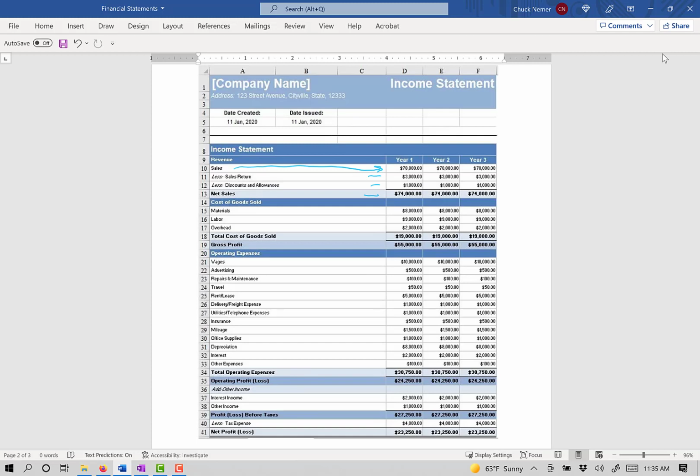Now, out of that sales, the first expense we look at is called cost of goods sold. So for the goods you sold, what did it cost you? So this is saying, well, for those $74,000 in sales, we used $8,000 in material, $9,000 in labor, and $2,000 in overhead. So for the $74,000 we sold, it cost us $19,000 for those costs of goods sold. So our initial gross profit or gross margin, or sometimes even called profit from manufacturing, is $55,000.